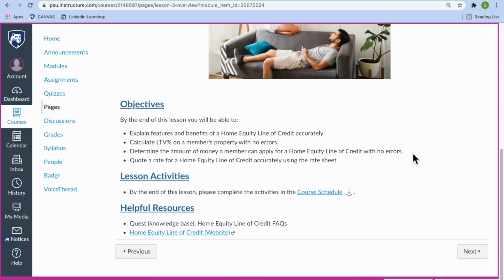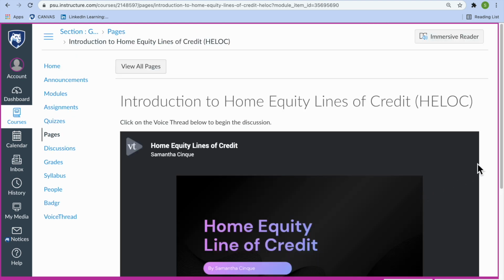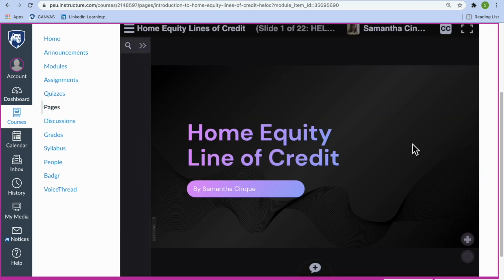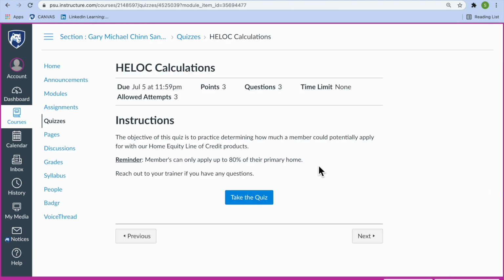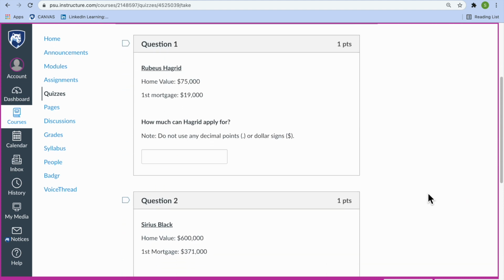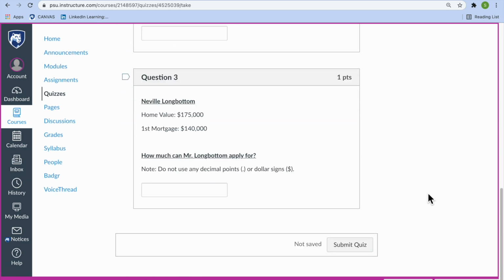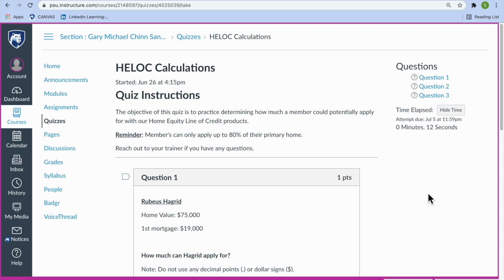This lesson uses VoiceThread to introduce the information, as well as allow learners to make comments and respond via text, audio, or video submission. Then, learners will practice calculating how much a member would borrow if they were to apply for a home equity line of credit, as these numbers differ from home equity loans.